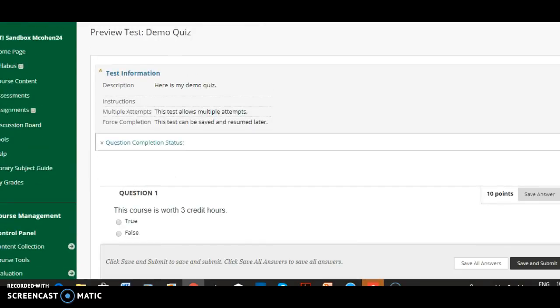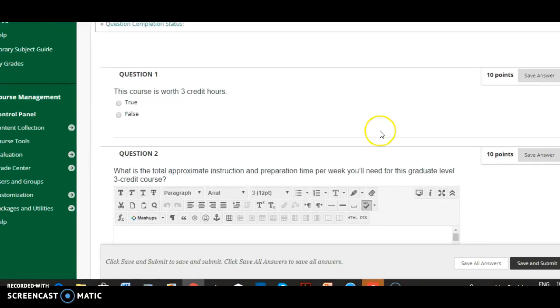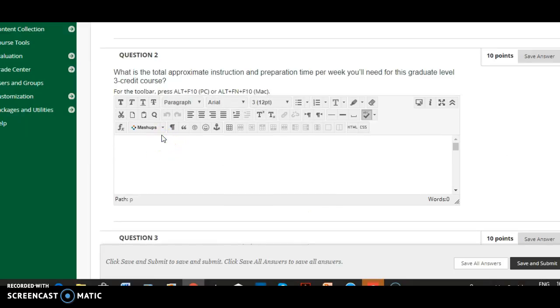And here is my first question. Question is, this course is worth 3 credit hours, and in the case of the example that I used for this, the answer is yes. What is the total approximate instruction and preparation time per week?